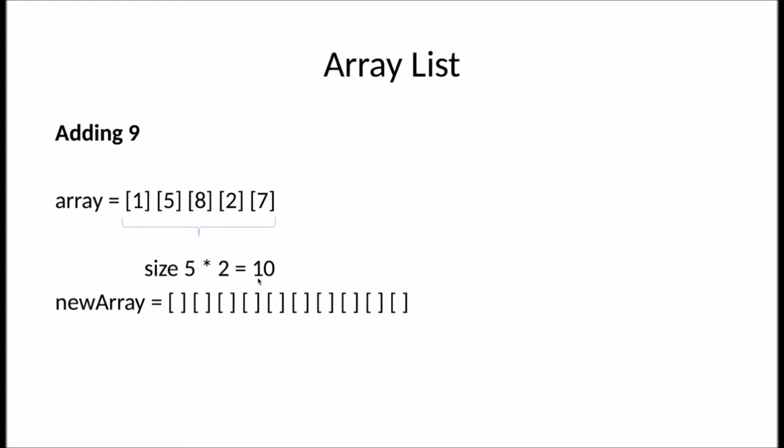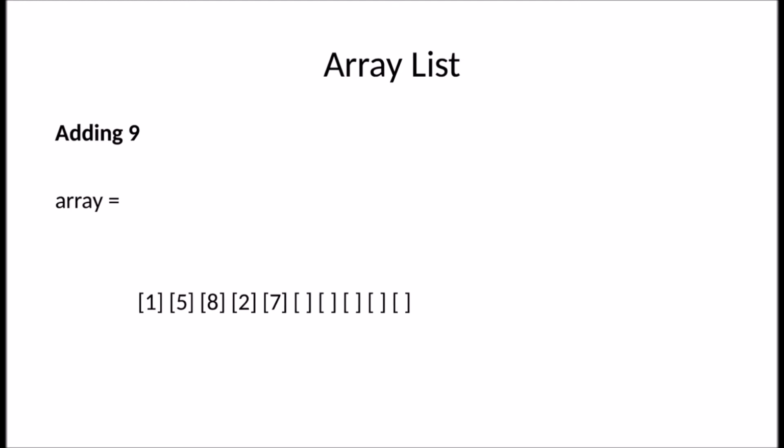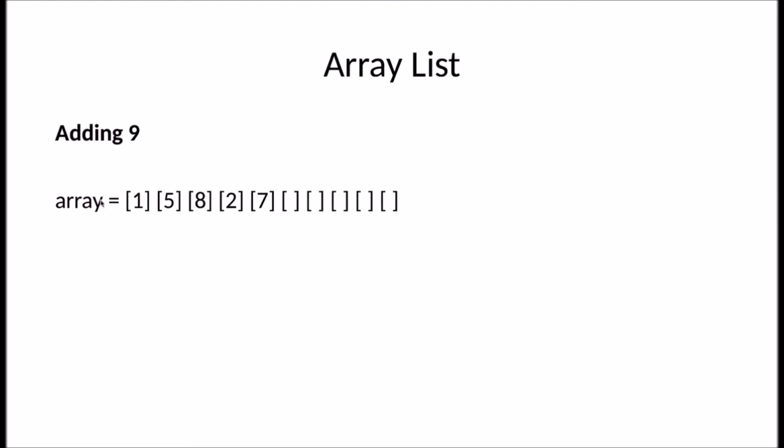That's computed times 2, 10. A new array is allocated for 10 elements, so the capacity of 10. And then the elements are copied over from the existing array to the new array. So the new array has a size of 5 and a capacity of 10, so it's half full. Then the array instance variable now points to the new array, and then 9 is added to this array. And the whole process continues.